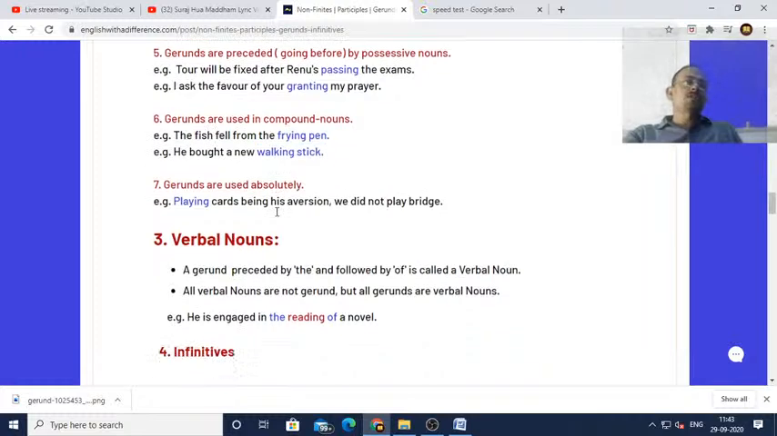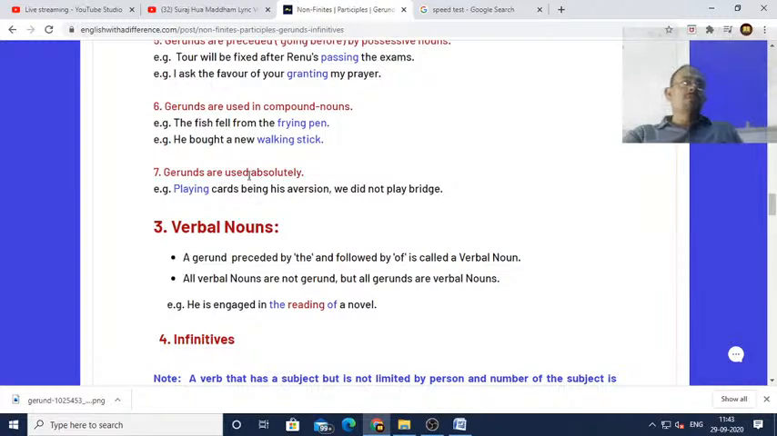Next, gerunds are used absolutely. Absolutely means what, dear students? If the -ing is used as a subject, it is used absolutely. So, "Playing cards being his aversion, we did not play bridge." As playing has come before the subject cards here, playing is used attributively here. So we have the attributive use of the -ing form in both present participle and gerund. Then how can we identify which one is present participle and which one is gerund?